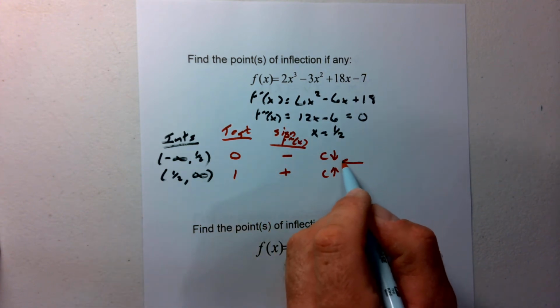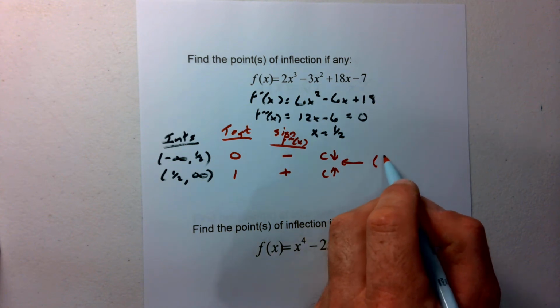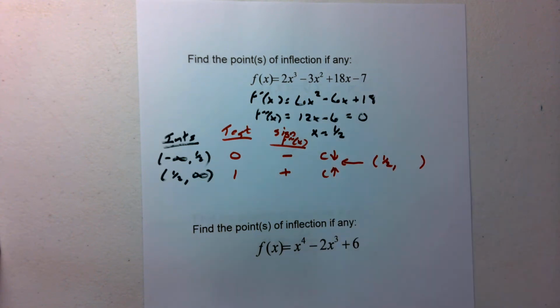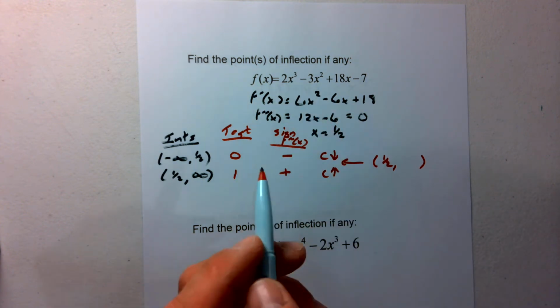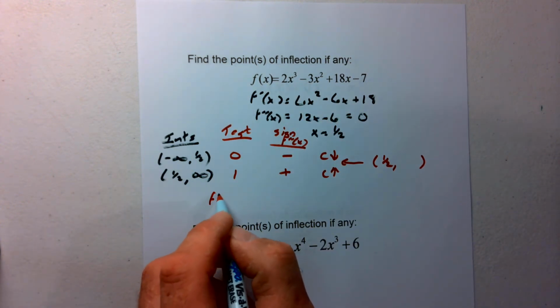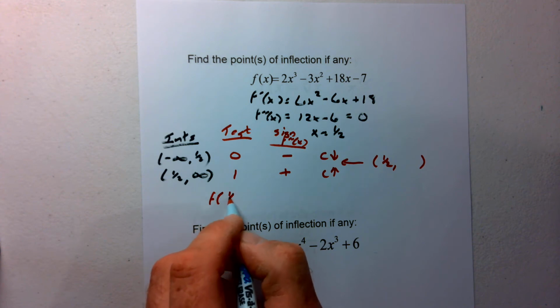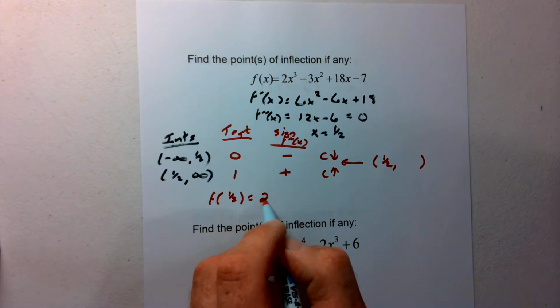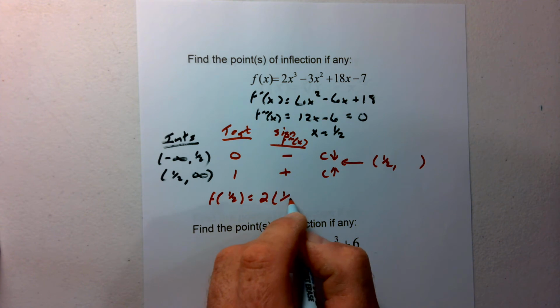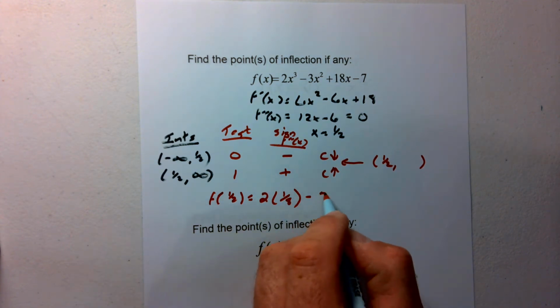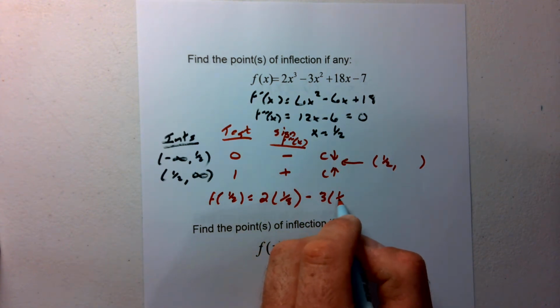So again, I have a possible point of inflection at 1/2. What I'm going to do is go ahead and plug that into my original function to see if I get a value out. So I'm looking at f of 1/2, which gives me 2 times 1/2 to the third, which gives me 1/8, minus 3 times 1/2 squared, which gives me 1/4.